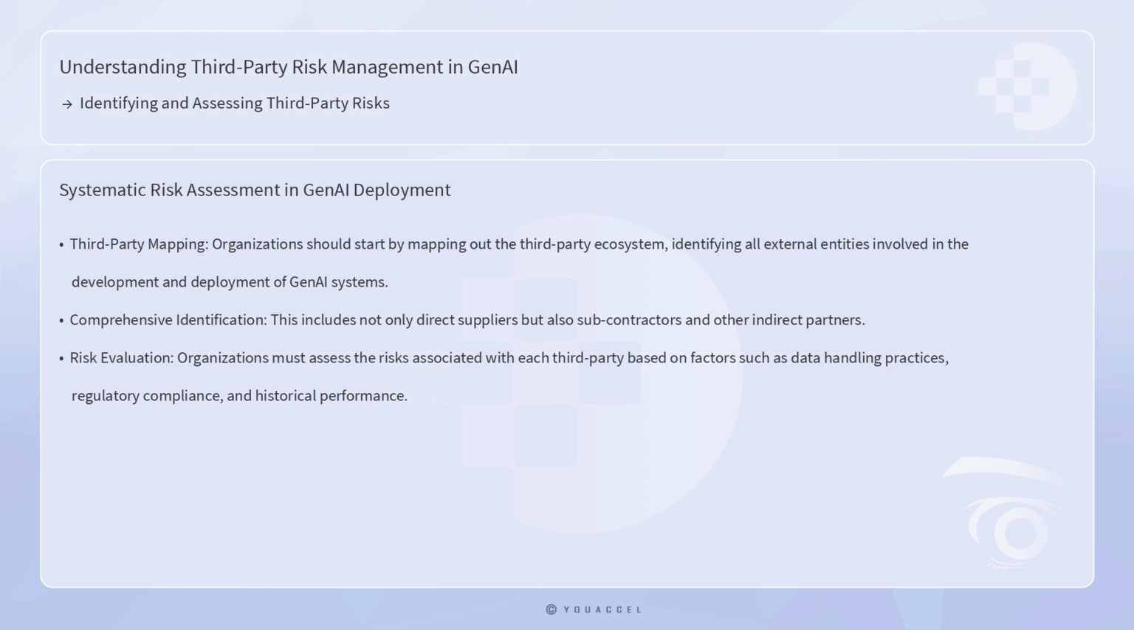Effective risk assessment requires a systematic approach that encompasses identification, evaluation, and mitigation of potential risks. Organizations should start by mapping out the third-party ecosystem, identifying all external entities involved in the development and deployment of GenAI systems. This includes not only direct suppliers, but also subcontractors and other indirect partners. Once identified, organizations must assess the risks associated with each third party based on factors such as data handling practices, regulatory compliance, and historical performance.